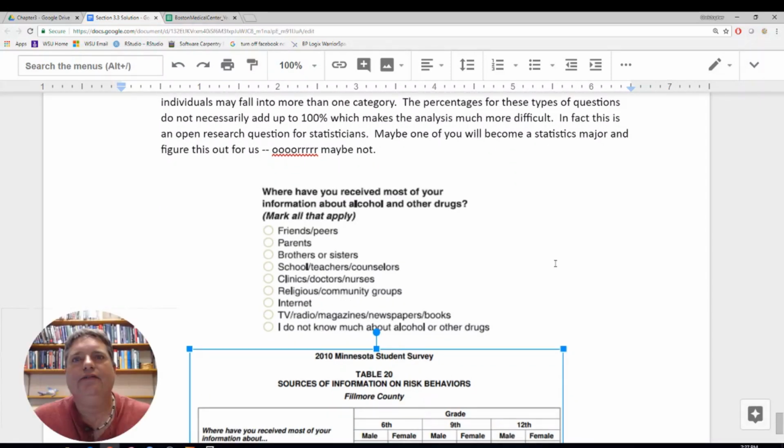Okay, that does it for section 3.3. That'll be it for chapter 3. And in chapter 4, we're going to consider situations like comparing the males and females in Fillmore County, that example that we talked about. Okay, that's it.